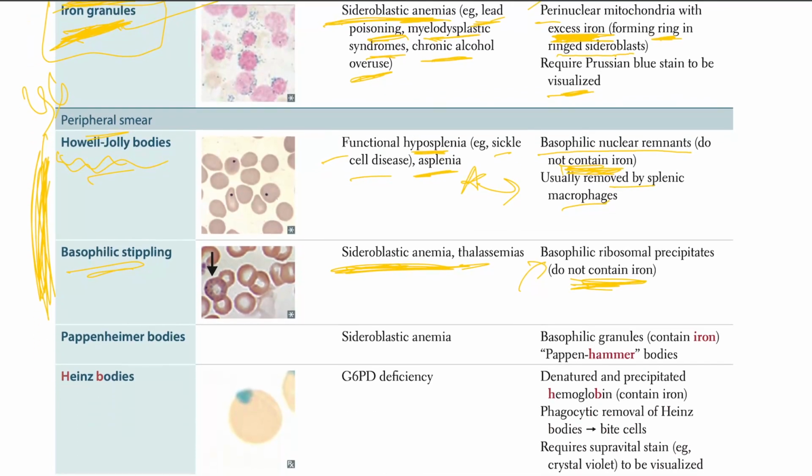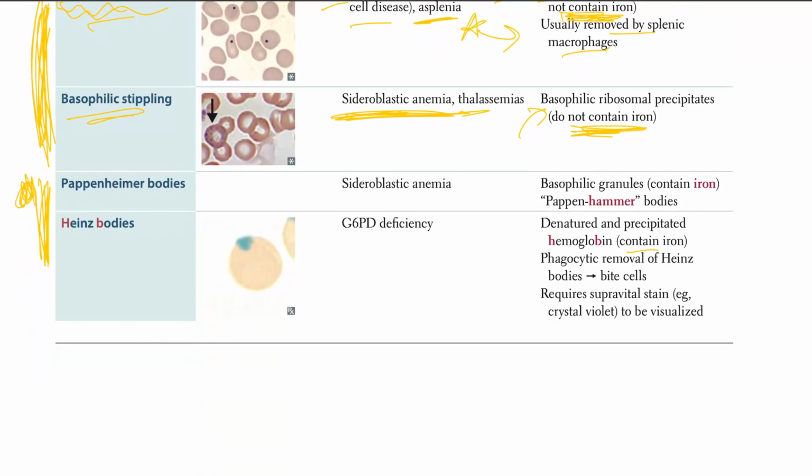Okay, but let's talk about peripheral things that do have iron. We have the Pappenheimer bodies. They are again seen in the sideroblastic anemias. They are basophilic granules that contain iron. Pappenheimer, hammer is made of iron. Okay, hammer, iron.